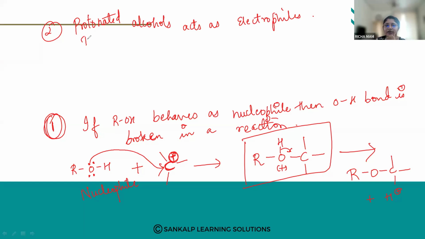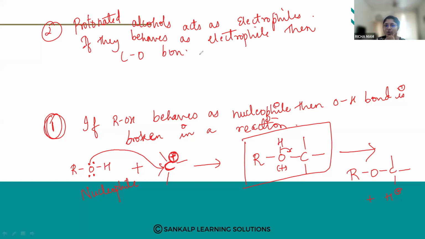If they behave as electrophiles, then what will happen? The C-O bond will be broken. In case of a nucleophile, what bond is broken? The O-H bond is broken. In case when alcohols are acting as an electrophile, then the C-O bond is broken.